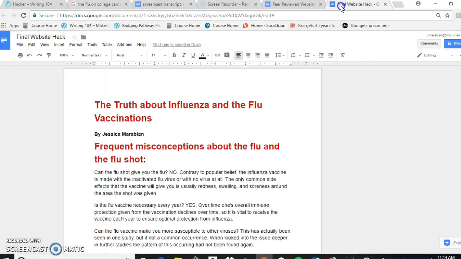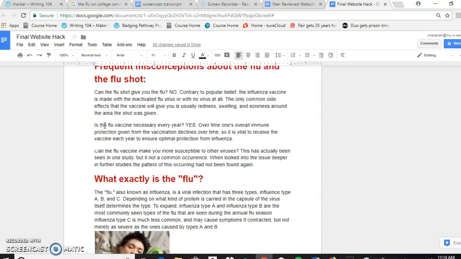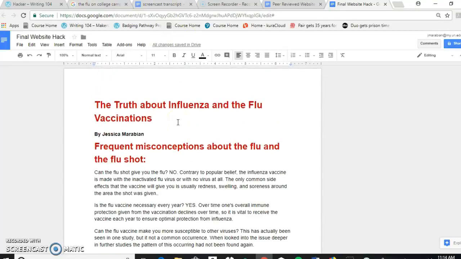So I want to show you how I organized my article. I recopied and pasted everything I did onto a Google Doc because my original web hack on the website was being very faulty, very glitchy, but I'll still include that link in my final folder when I hand in the project so you can see it.